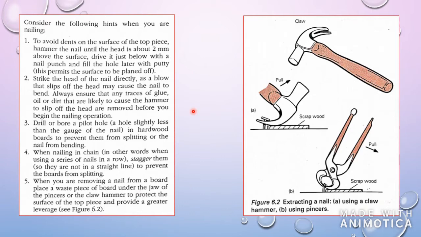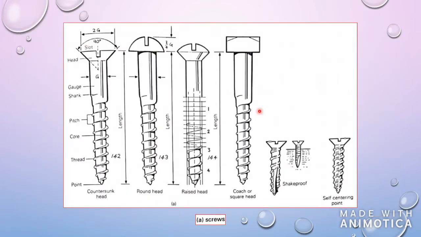You don't want to damage the actual wood that you are taking the nail out of, so use a scrap piece of wood, and then you just pull it out like that, and use a scrap piece of wood for the pincers also. All right, so we're moving on to screws. That's all you need to know for nails. It's pretty basic, and just know the various types of common nails.